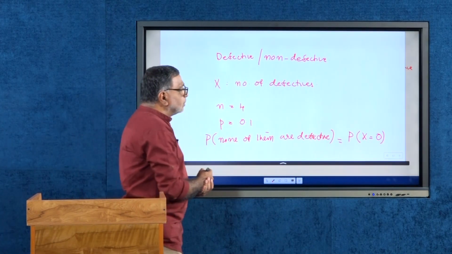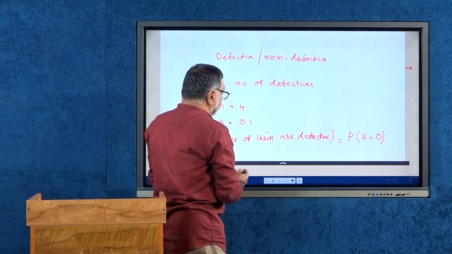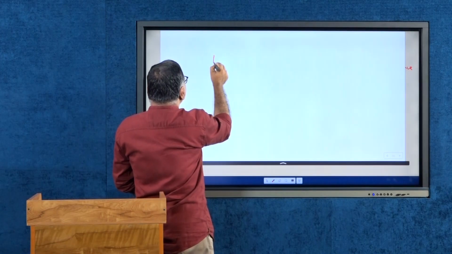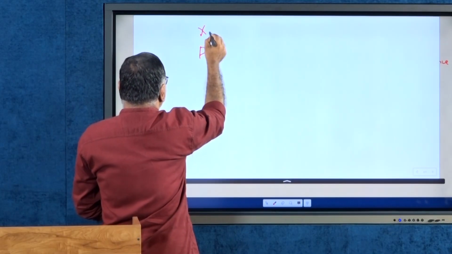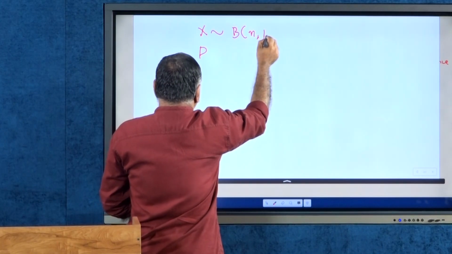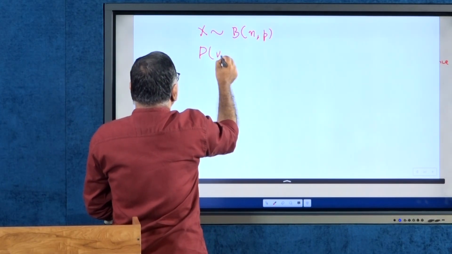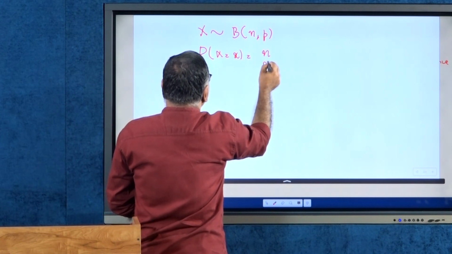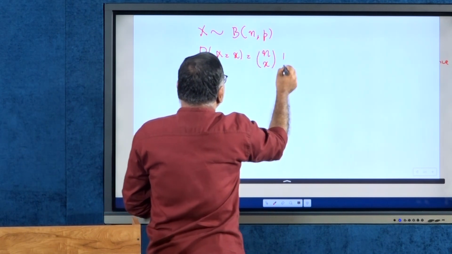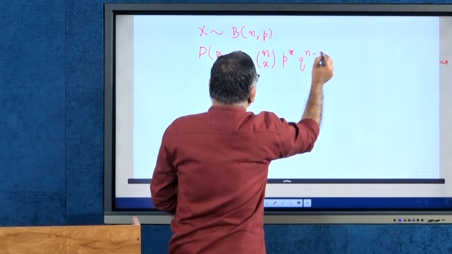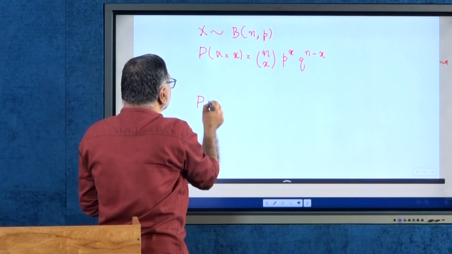And how do you find the probability of X = 0 here? If X is a binomial random variable with parameters n and p, we have the probability mass function, the general expression P(X = x) = nCx p^x q^(n-x). So, what is our probability of X = 0?